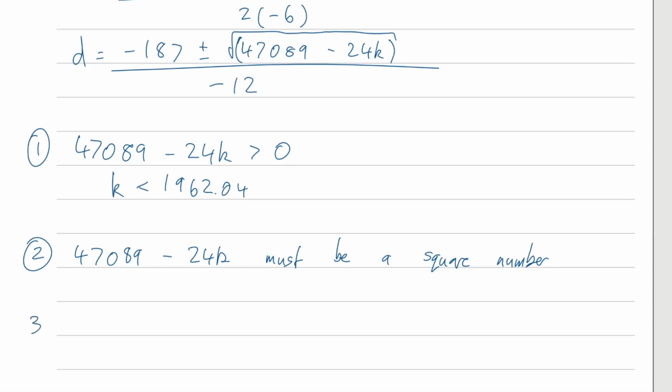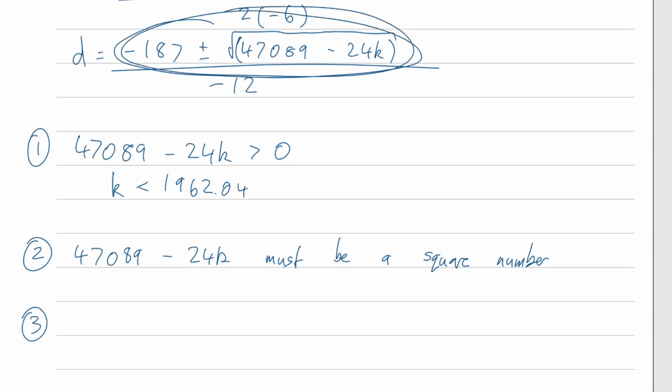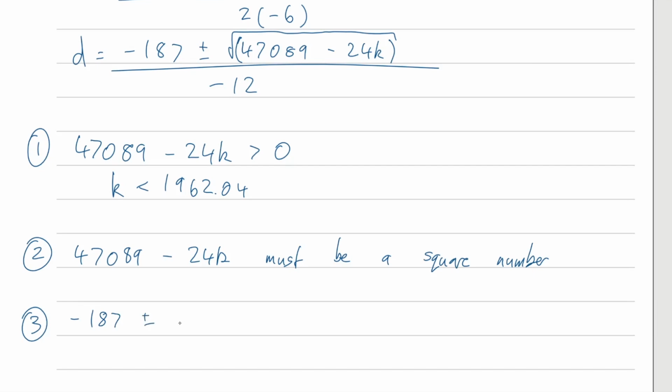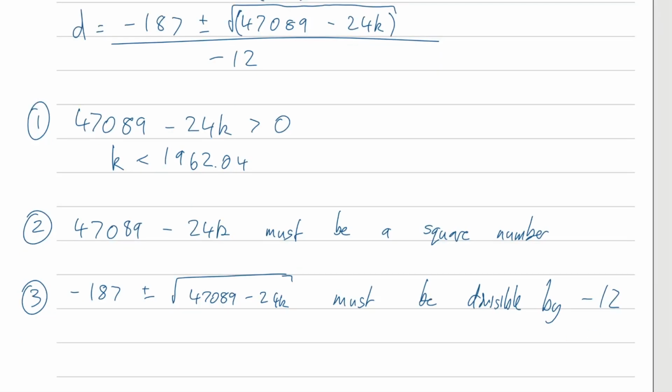And one final condition is, again, d must be a whole number, so the numerator must be divisible by 12. So the whole numerator must be divisible by -12 in this case. Because if it's not, then again we will have a decimal value for d, which is invalid.